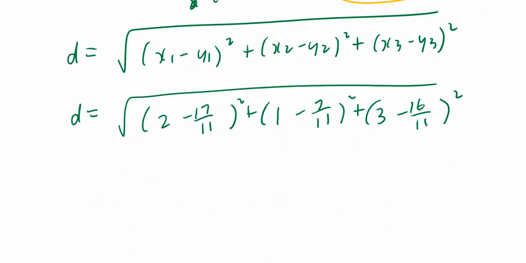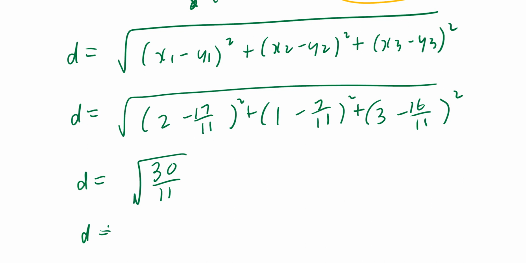Now, I am going to express the final answer in exact form and to 1 decimal place. Again, I'm going to take my calculator first and work it out. So make sure your calculator is with you, turn it on, press clear. Here we go. Open the bracket, 2 minus 17 divided by 11. Close the bracket, square, plus open the bracket, 1 minus 7 divided by 11. Close the bracket, square, plus open the bracket, 3 minus 16 divided by 11. Close the bracket, square. In exact form, that'll be 30 divided by 11 inside the square root.